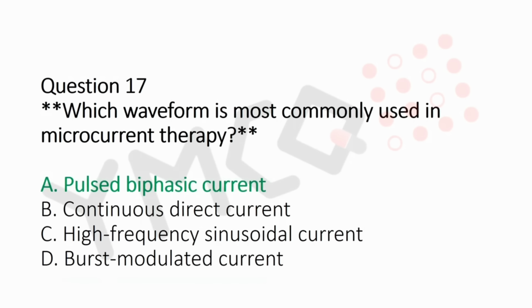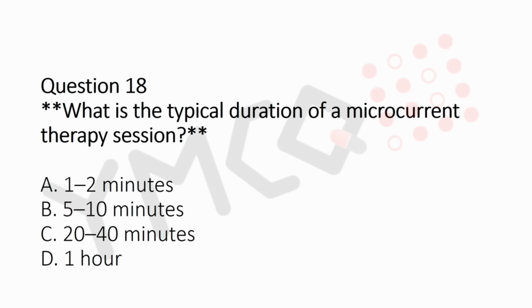Now let's move to question number 18. What is the typical duration of a microcurrent therapy session? Option A, 1 to 2 minutes. Option B, 5 to 10 minutes. Option C, 20 to 40 minutes. Option D, 1 hour. And the answer is option C, 20 to 40 minutes.